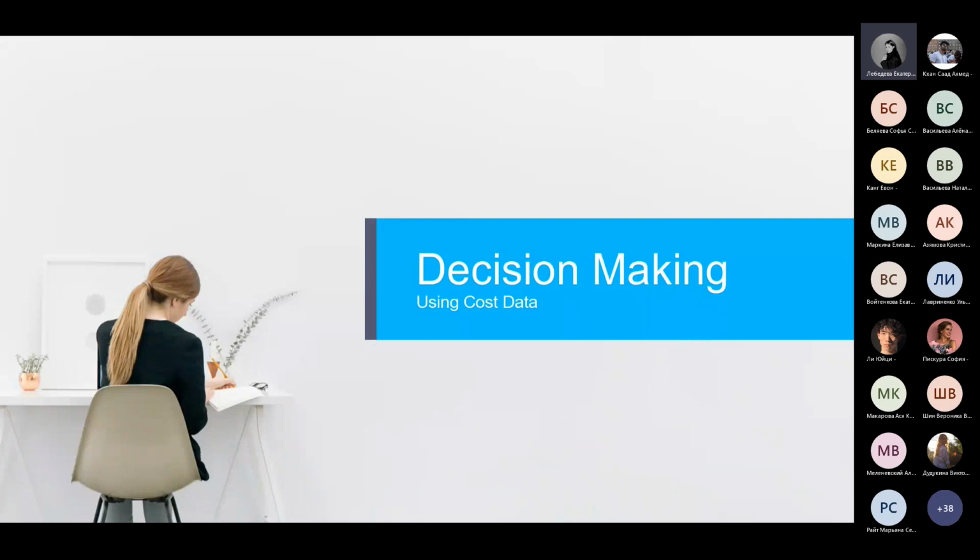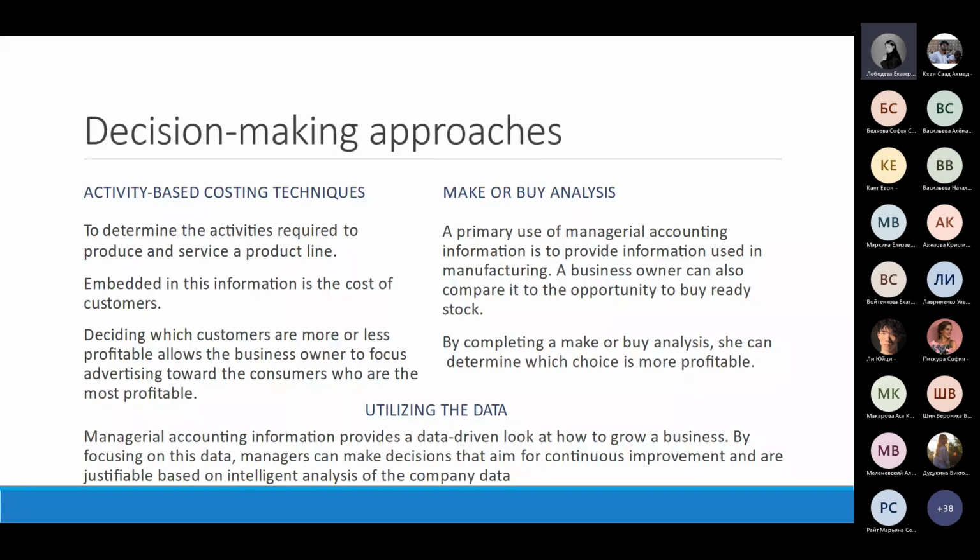How to use the cost data for decision making? Let's see it in detail. First of all, we have to make several types of analysis. Activity-based costing techniques. We apply these activity-based techniques in order to calculate costs or cost of units more accurately, and in order to understand what products to produce, what products to sell, which product is bringing more revenue and more profit to our company, and even which customers are more or less profitable.